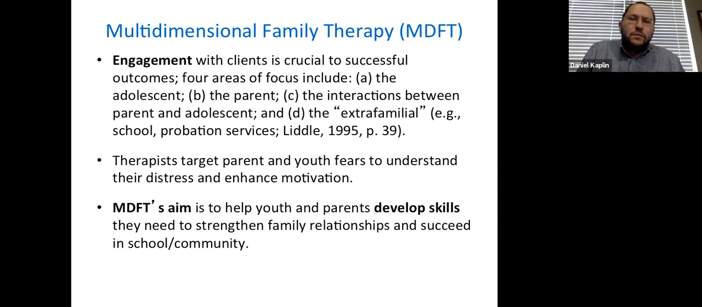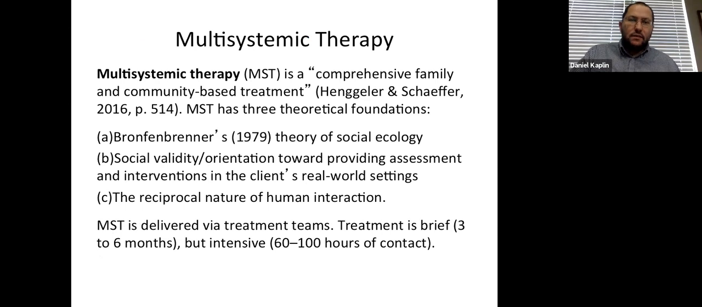So we're going to have the child, oftentimes a teenager, interact with the parent. We're going to look at them individually, and we're going to look at the factors outside of the family. And all of these come together to promote growth. So that's a multi-dimensional family model.